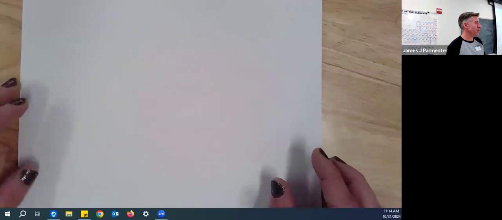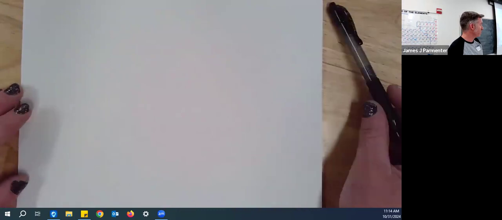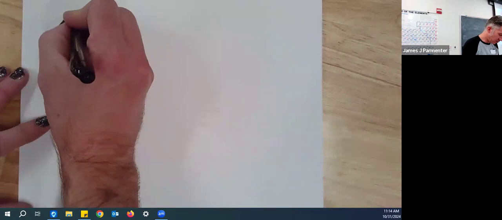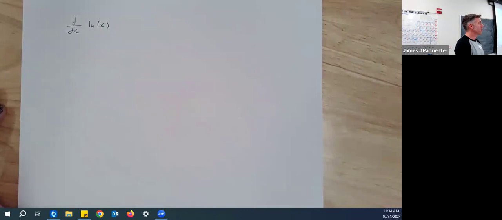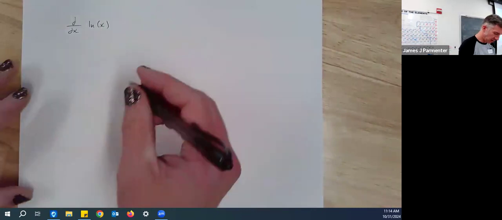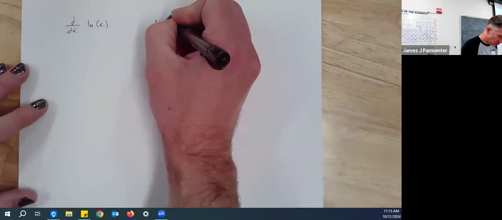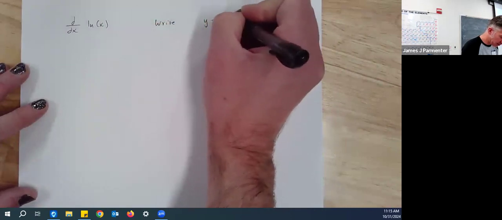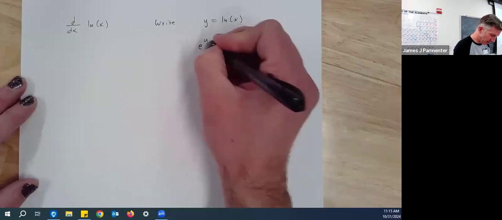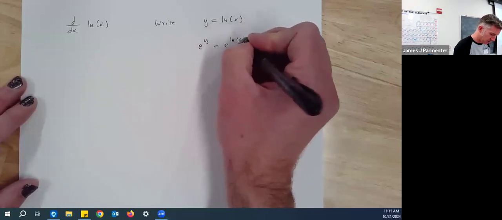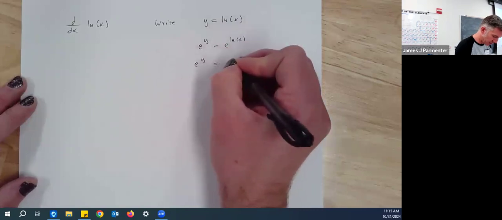One of the uses of implicit differentiation is it allows us to find the derivatives of some new functions. For example, if I wanted to find the derivative of the natural log of x, here's what I would do. I'm going to write y equals natural log of x, which I don't know how to take the derivative of, but I'm going to rewrite this as an exponential equation. I can rewrite this as e to the y equals e to the natural log of x, or e to the y equals just x.